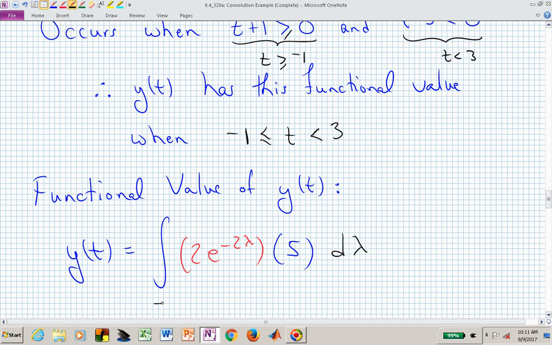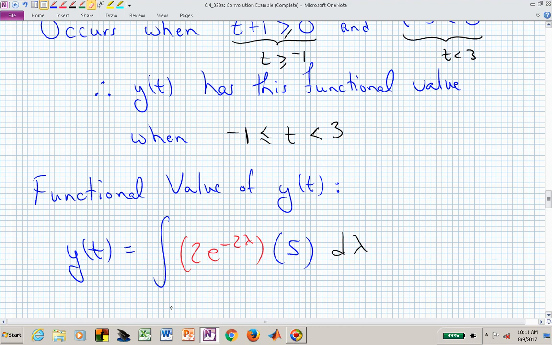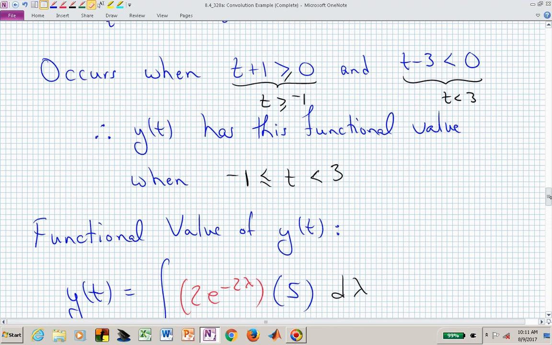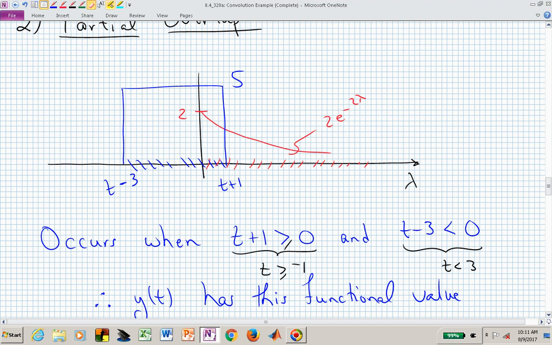Are we going to integrate from minus 1 to 3? I hope it's clear that that's not what we want to do. We want to integrate based on where we have this mutual overlap of the intervals of support. That occurs in this picture from lambda equal to 0, up to lambda equal to t plus 1, and it's dependent on the variable t.